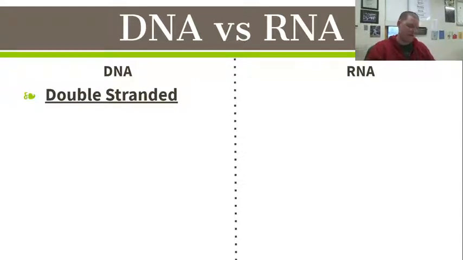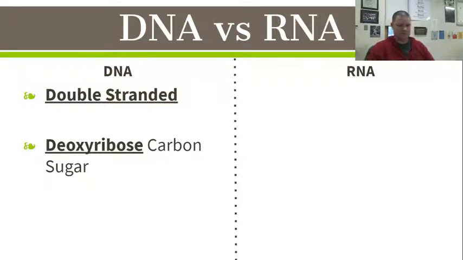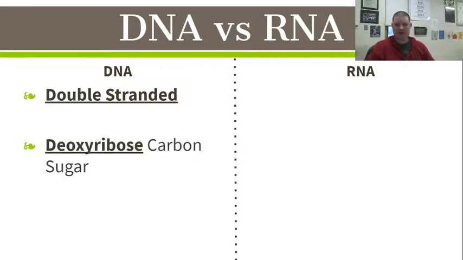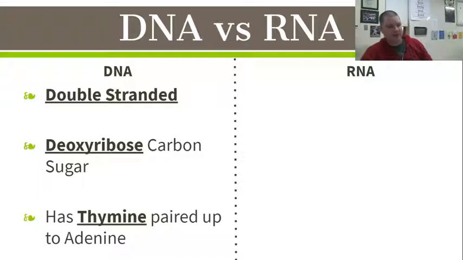First off, DNA. One of the main differences between DNA and RNA is that DNA is double-stranded. I need to do this the other way so that the other side pops up, but we'll just run with it right now because we're doing it live. DNA also has a deoxyribose carbon sugar, and then it also has thymine paired up with adenine. Those are the things that we covered on, I believe it was Thursday. No, it was Wednesday.